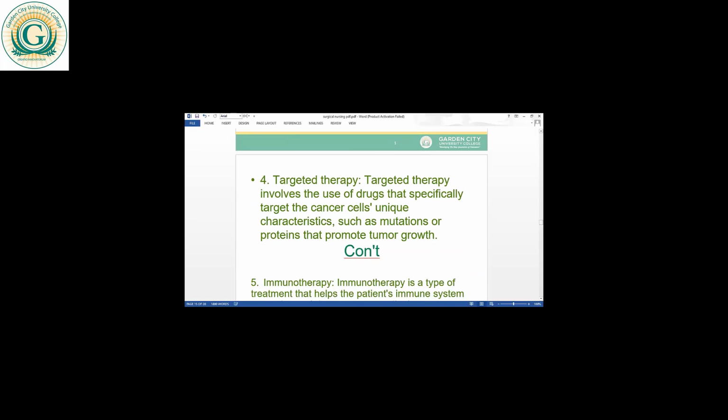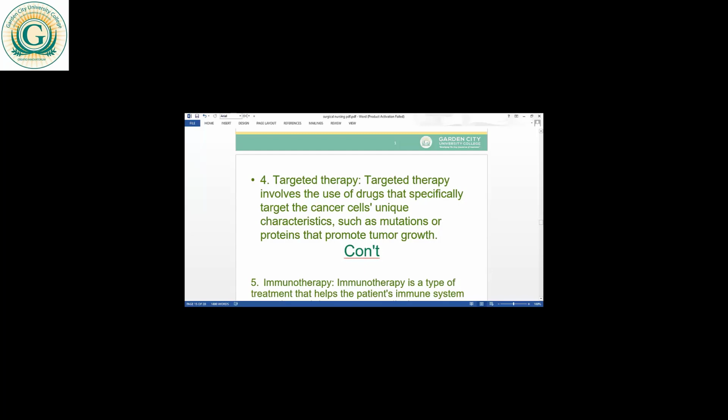And then we also talk about targeted therapy. Targeted therapy involves the use of drugs that specifically target the cancer cells' unique characteristics, such as the mutations or proteins that promote tumor growth.